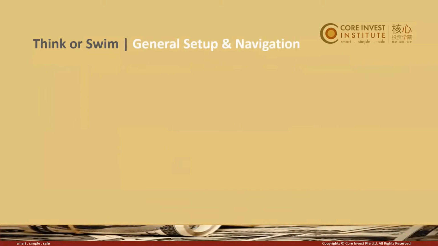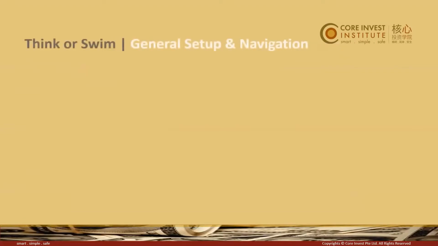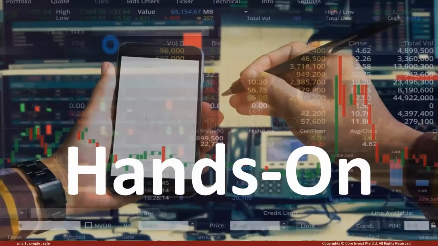So for the general setup and navigation, we'll first go through the personal computer. Thereafter, at the later part of the video, we'll also be covering the iOS and Android operating system setups. After you're logged into the Think or Swim platform, there are two sides, the left sidebar and the main trading window. On the left side, there are a number of gadgets. The most important are account information, live news, watch list, and quick chart. And then you have the right side, which is for main trading activities. Let us dive straight into the hands-on.